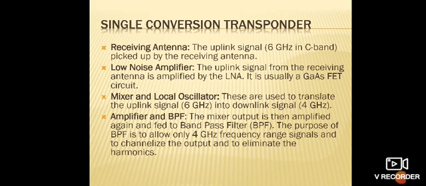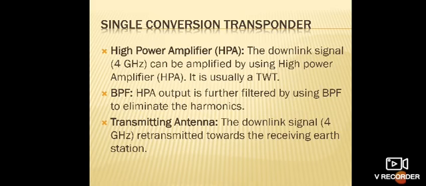Okay, and the next one is the amplifier and BPF. The mixer output is amplified again, and it is fed to the band pass filter. The purpose of the BPF is to allow only the required range of frequency signals, to channelize the output, and to eliminate the harmonics. So that is the amplifier and BPF.